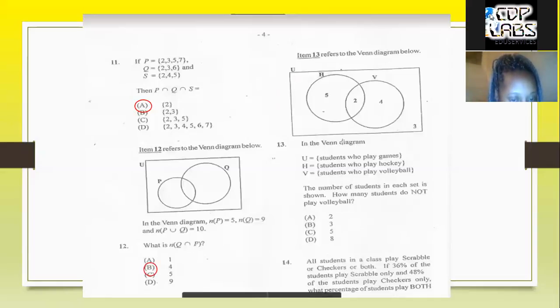Alright, number 13, last question. That is the easiest question. Given the diagram, U equals the universal set, H equals UNC and V equals students, and the number of students, then how many students are in one class?